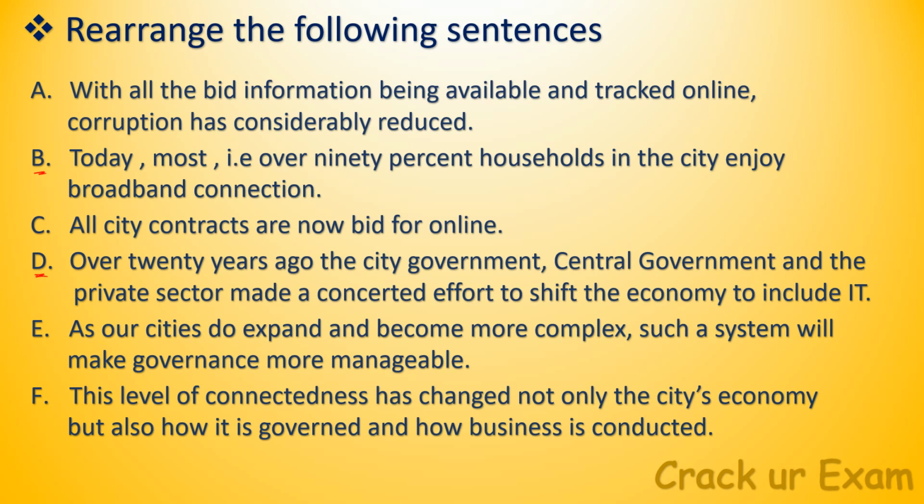Now here you have to apply your logical sense or common sense. See, in the second sentence, it is the result of sentence D. B is the result of D. Why? Because 20 years ago, the city government, central government, and the private sector made a concerted effort to shift the economy to include IT. It means they tried to include IT in the system, and that is why today over 90% of the households in the city enjoy broadband connections. So B is the result of D. B is the effect of D.